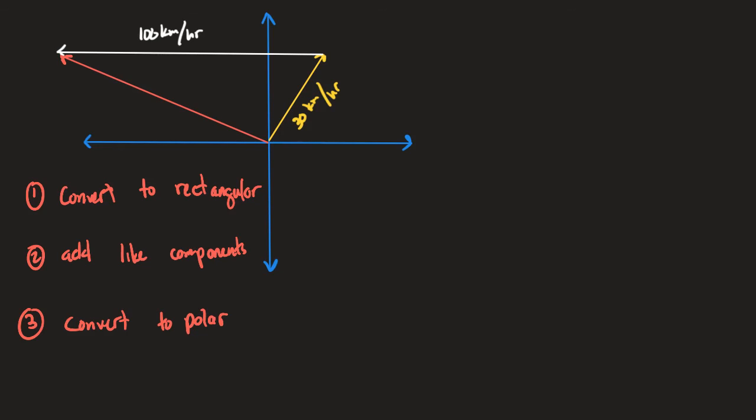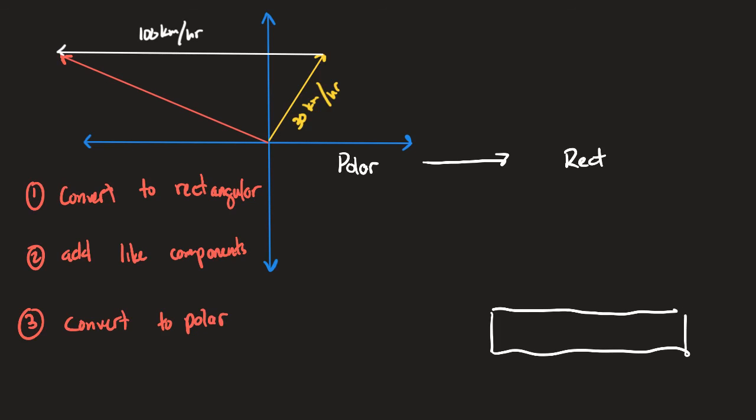So I tend to show students how to do this by drawing out a little kind of rubric where I have the polar and then the rectangular, and then the box at the bottom is the answer, converted back to this box, which is the polar answer.